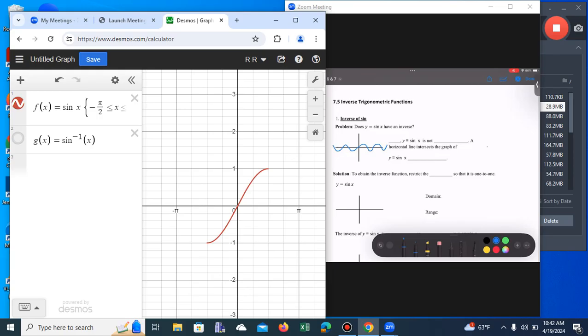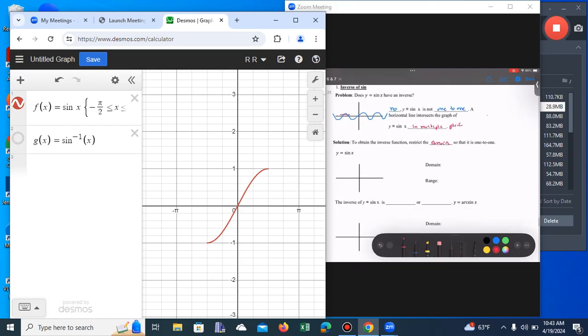So originally, y equals sine does not have an inverse, and it's because it's not 1 to 1. A horizontal line basically goes through and intersects it in multiple points. So we restrict the domain, so that it is 1 to 1. And so we get something that looks like this.